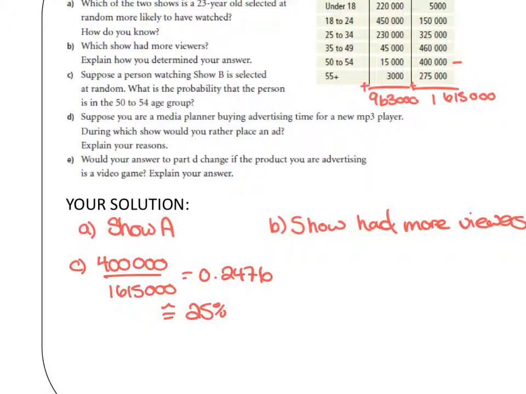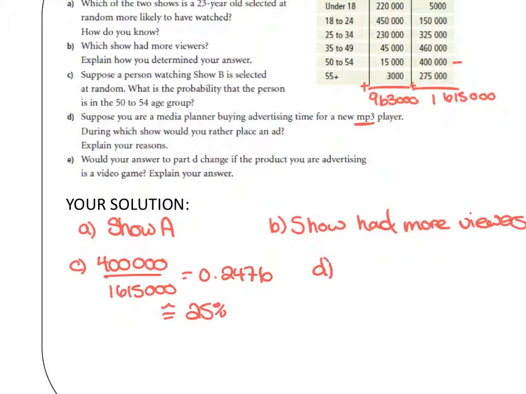Suppose you are a media planner buying advertising time for a new MP3 player. This question's kind of old. Who uses an MP3 player anymore? But anyways, during which show would you rather place an ad? Explain your reasons.